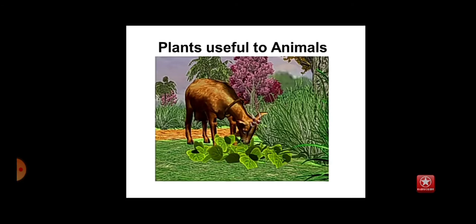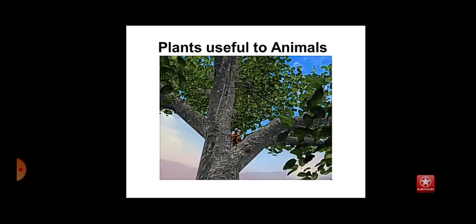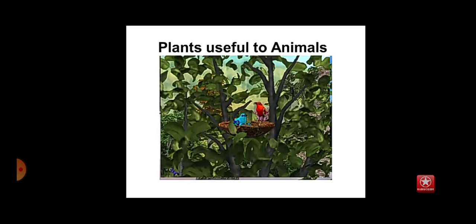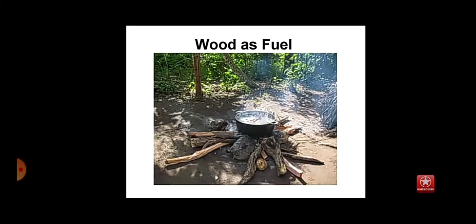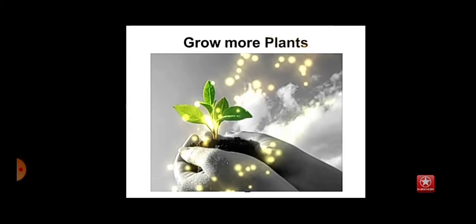Plants are also useful to animals. Many animals eat plants as food, like goat. Trees are also home to many animals. Monkeys, squirrels live on trees. The birds make their nest on the trees. The wood from plants is used as a fuel for cooking from the ancient times. Many people still use wood as a fuel for their cooking. Now you know how important the plants are.